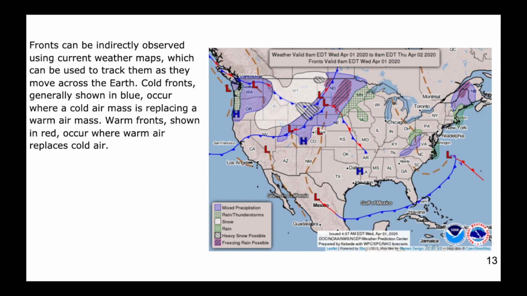This map shows a cold front in the Gulf of Mexico and the Atlantic Ocean, a warm front in the Atlantic Ocean, a cold front crossing through California, Nevada, Utah, Colorado, and Wyoming, and two stationary fronts, one in Washington and the other cutting through Nebraska, Kansas, Missouri, and Arkansas.